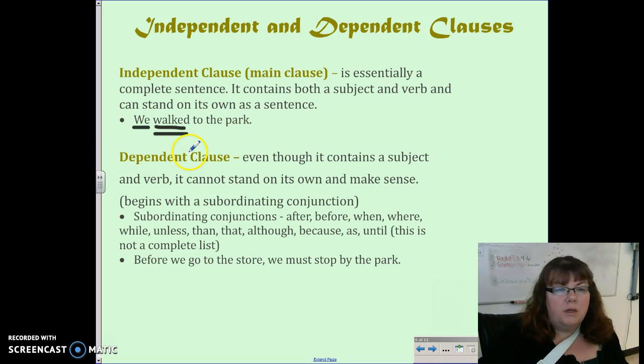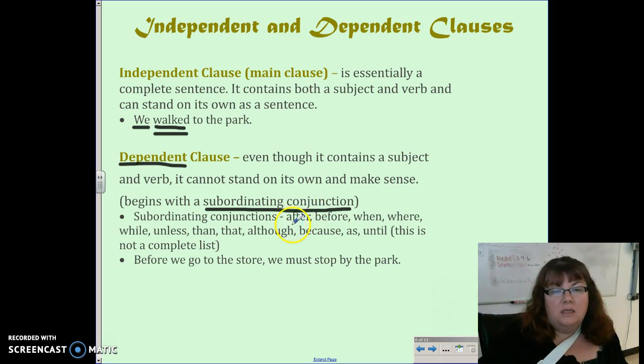Okay, the next one is the idea of dependent clauses. Clauses always have a subject and a verb. So even though this has a subject and a verb, it cannot stand on its own and make sense. I have two of them here, and I have one specifically that I want you to look at. What makes it dependent is that it starts with a subordinating conjunction. Subordinating conjunctions make the clause depend on more information.